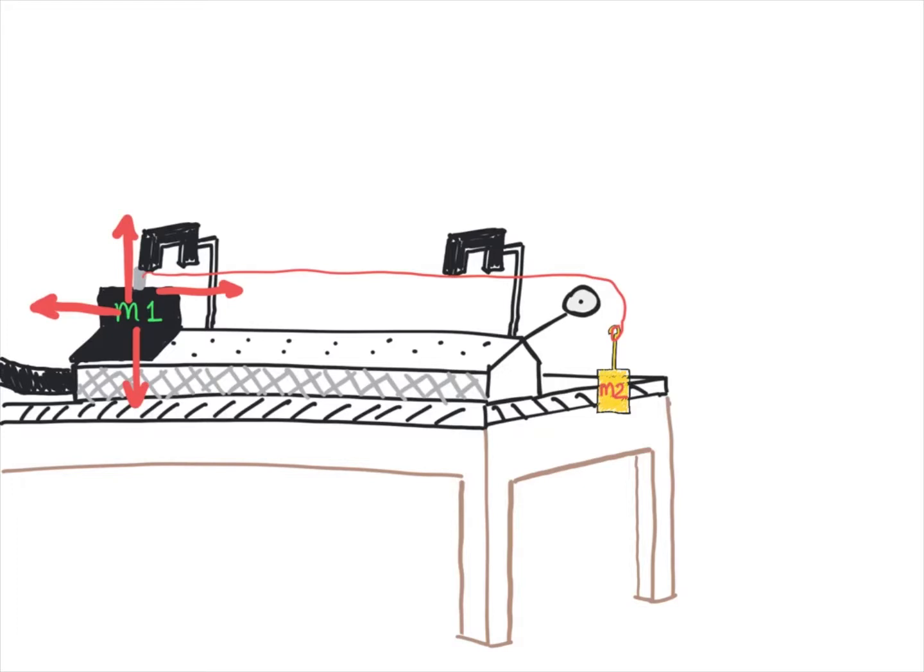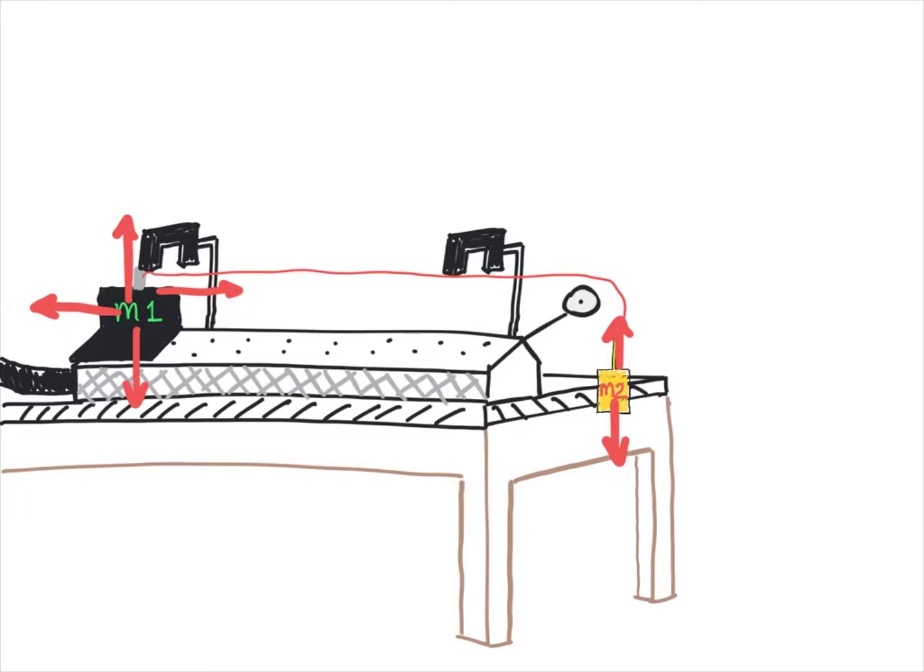So as far as M1 is concerned, all the forces acting on it initially cancel out to 0. Now, as far as M2 is concerned, there are really only two forces acting on it before we turn on the air. That is the force due to gravity in the downward direction and the tension force, which is acting in the upward direction. Again, before air is forced through the track, the forces acting on M2 are also in equilibrium with each other, and as a result, there's no net force acting on M2 either.